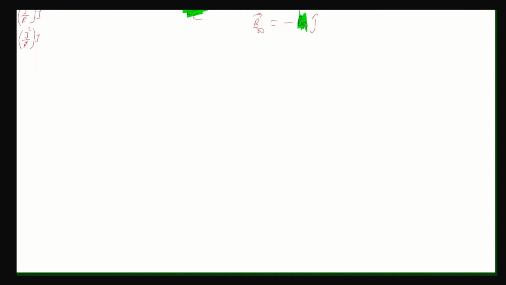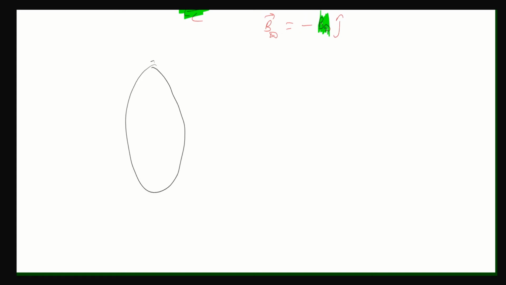Now it is very interesting to visualize the nature of magnetic field for a current carrying ring. Suppose the current is passing through a circular ring. If this is the current and I have to determine the magnetic field, how do we know? So at point P, or let it be point A, and consider one more point, say B. I want to know the magnetic field direction at point A and at point B.